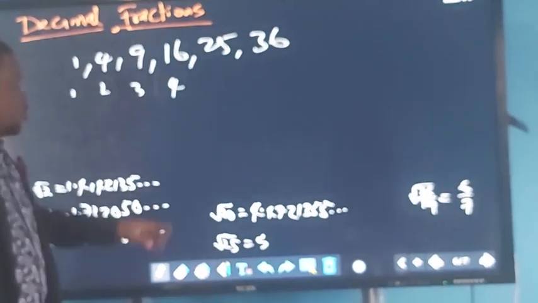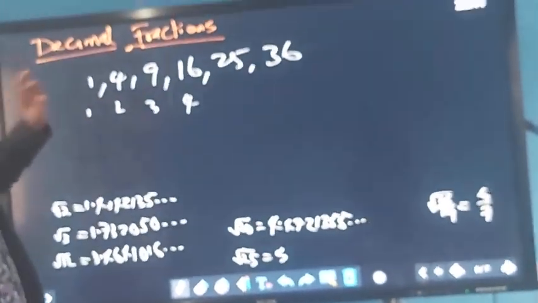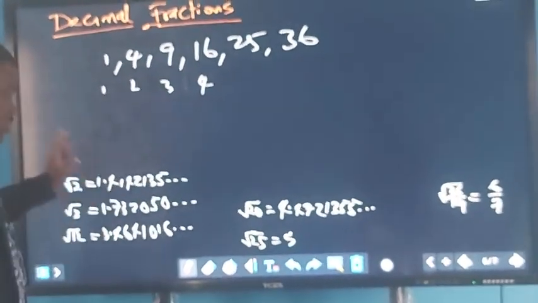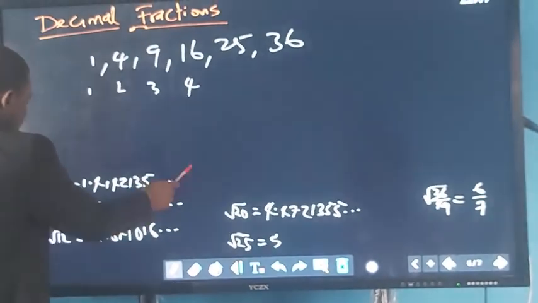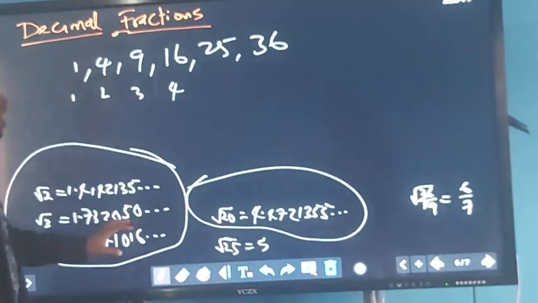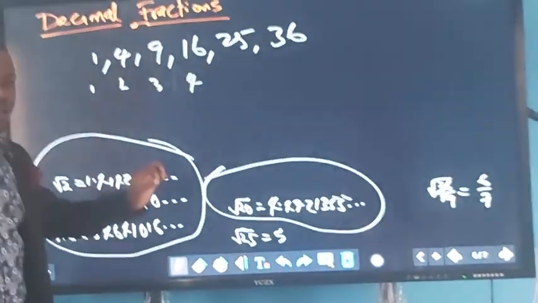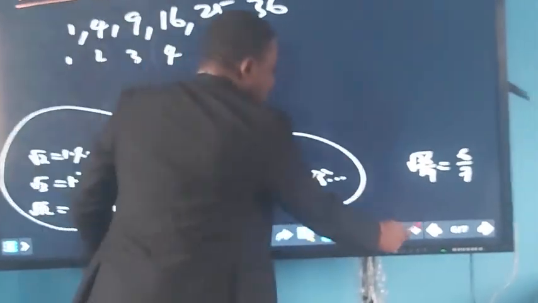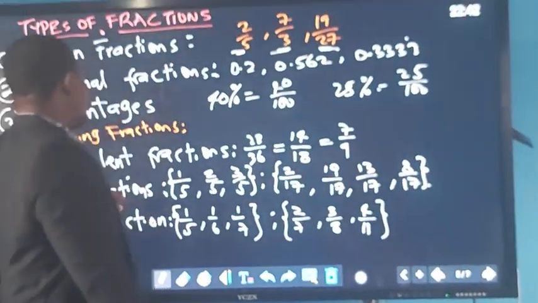Remember, the emphasis is actually on decimals. This type of decimals is neither recurring nor terminating. Anytime you have this type of decimals, they are irrational numbers, because they are neither recurring nor terminating. Let's rush back quickly to where we came from.